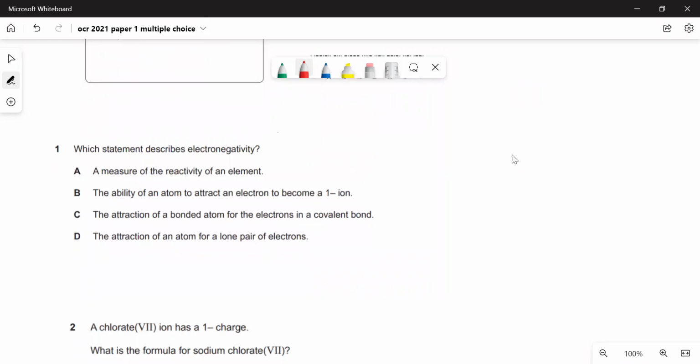Which statement describes electronegativity? Well, electronegativity is the ability of an atom to attract electrons towards itself in a covalent bond, right? So the right answer there is C. A is just obviously wrong. B, well, it's not to become a negative ion. We're talking about covalent compounds. Electronegativity is when you're talking about covalent compounds and covalent bonds.